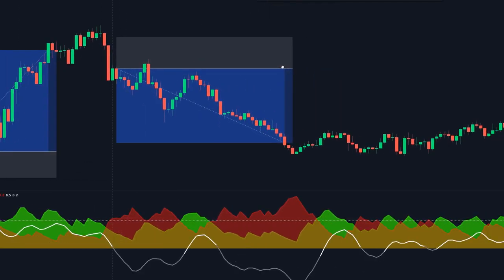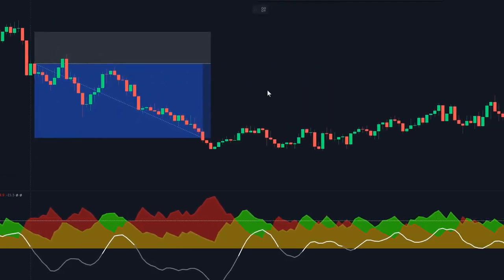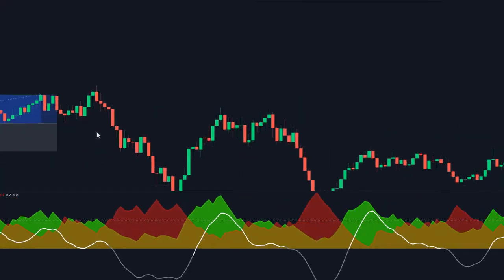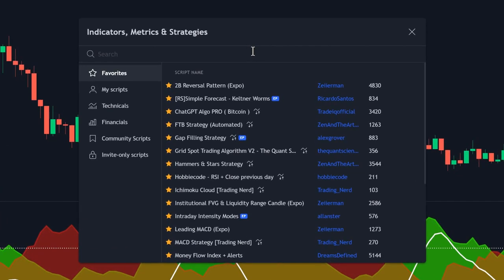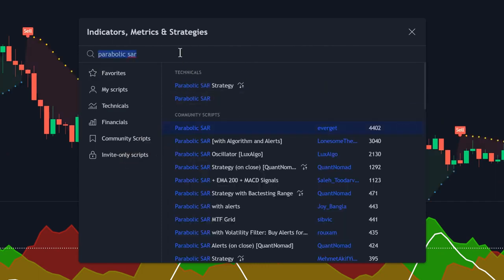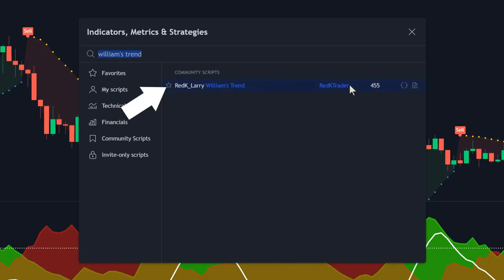However, just like any other indicator, this one cannot be used alone. Because of that, we're gonna add two more indicators to the chart. On the indicator search tab, type in parabolic SAR. Select this one by Everget. Next, type in Williams Trend. This one by Red K Trader.